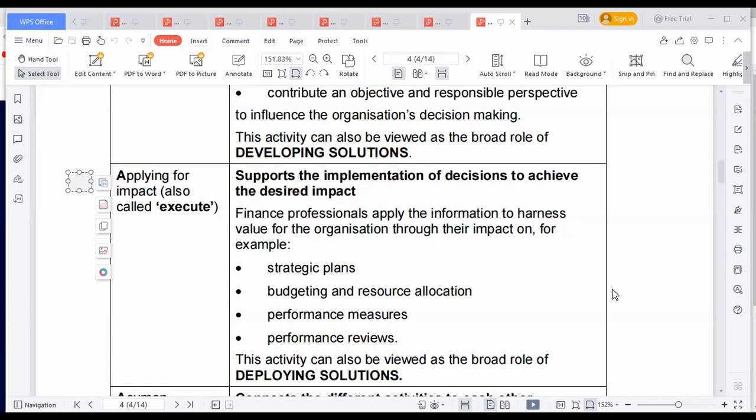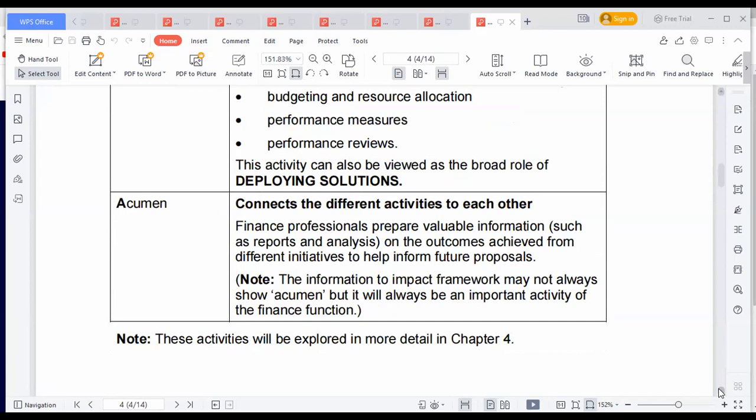Okay, and then the next one is acumen. Acumen is where all the activities that we are talking about are connected together. So acumen connects the different activities to each other. Everything that we have talked about has to connect together in order to make an impact on the organization. These activities will also be explained in chapter four. In chapter four, we are going to be talking a little bit more about them.